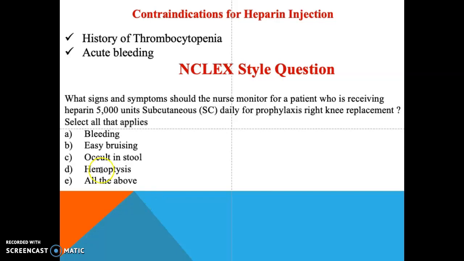So as we know, patients that are receiving anticoagulants are at risk for bleeding. Also easy bruising. Also can be a clot in stool. They could be bleeding through the stool, so you have to monitor that. Hemoptysis is coughing up blood, also might be signs and symptoms that they're bleeding. So the correct answer is all of the above.